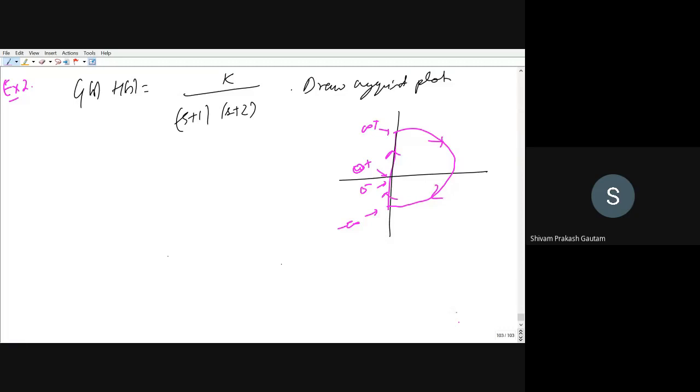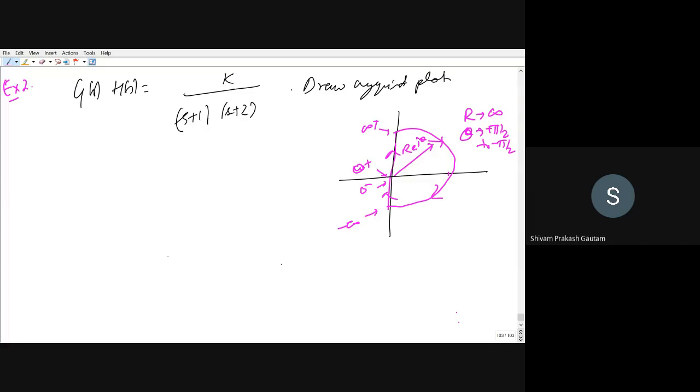It is having this kind of orientation, right? This is r e to the power j theta. R is the radius, where r is tending to infinity and theta is going from plus pi by 2 to minus pi by 2. So this is our Nyquist contour.